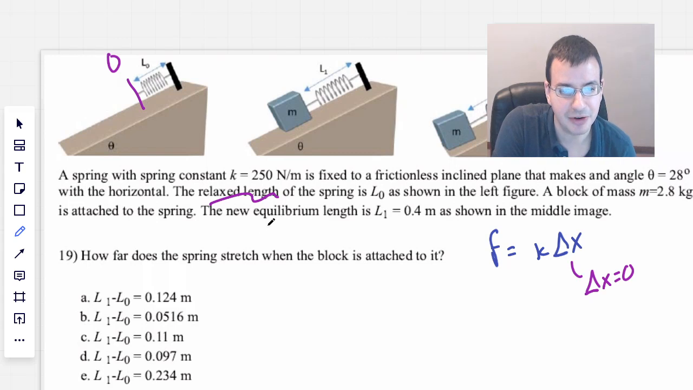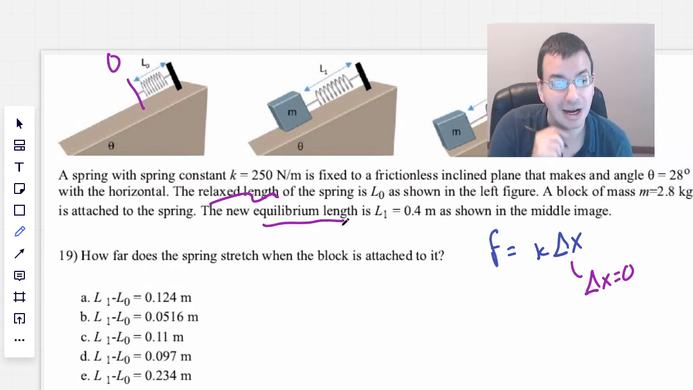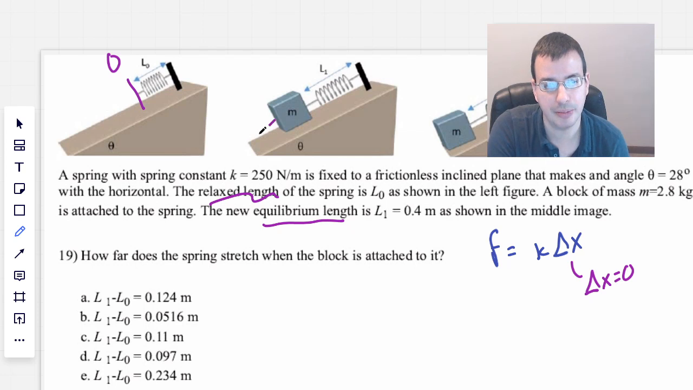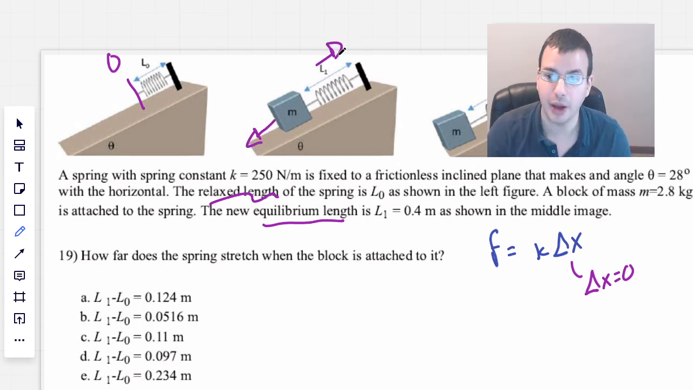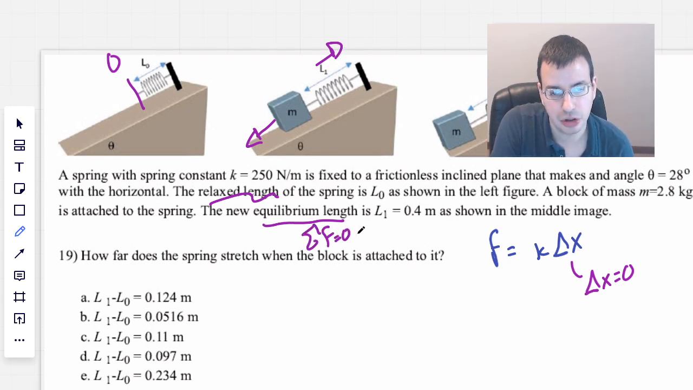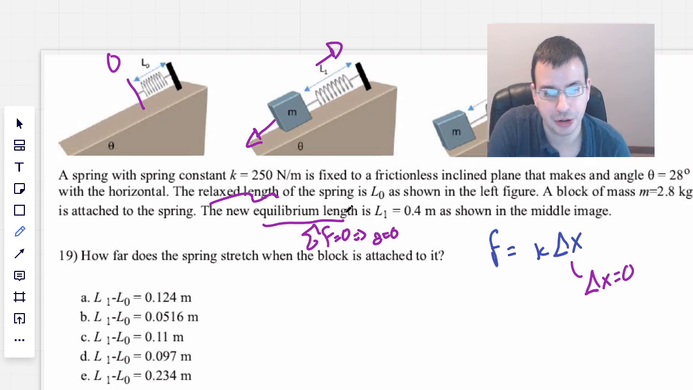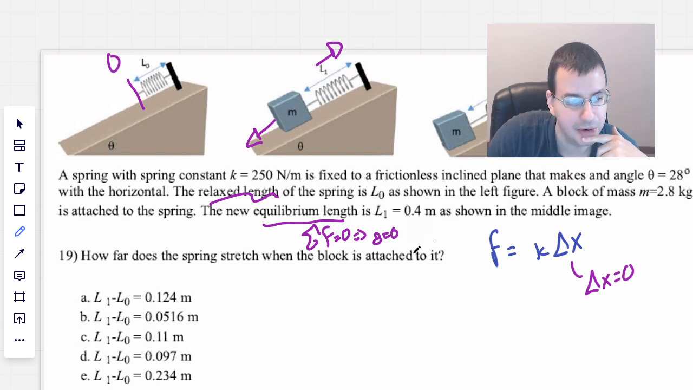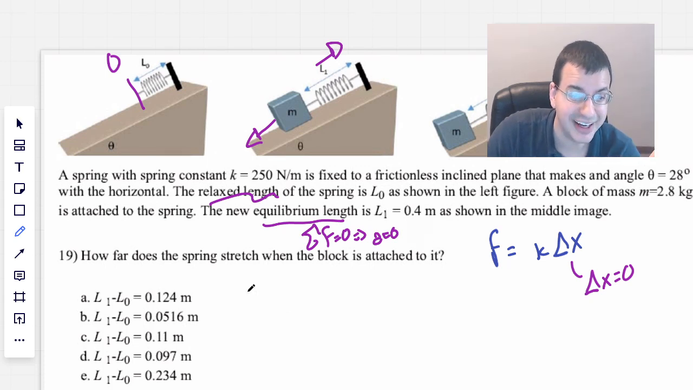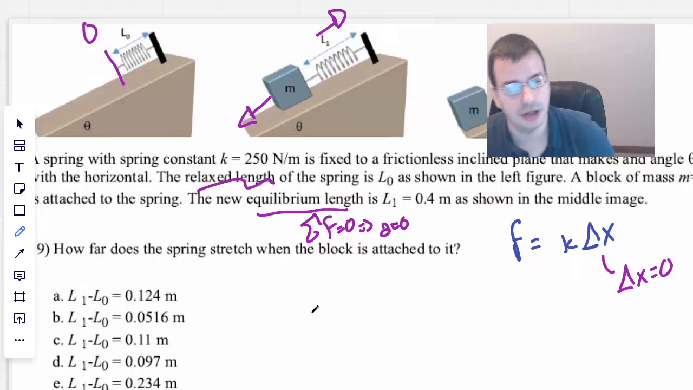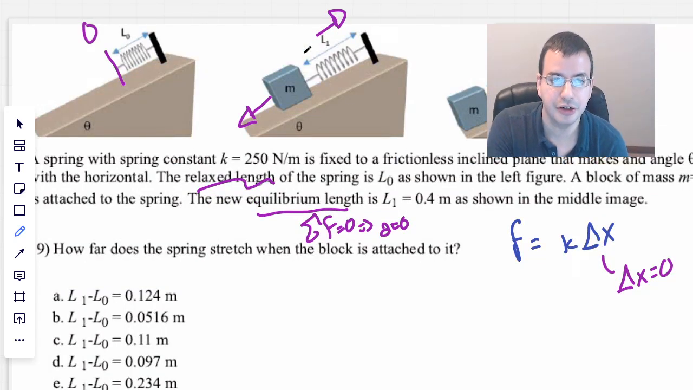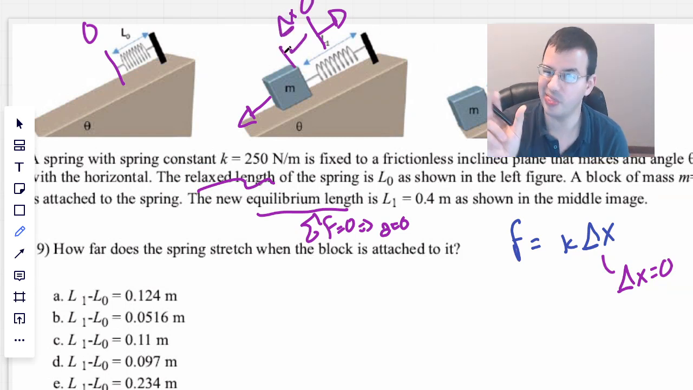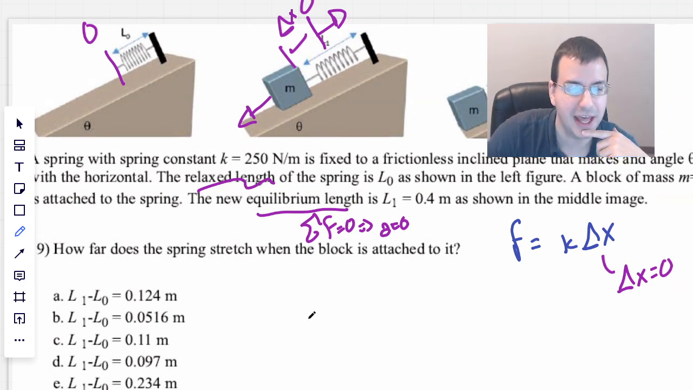So equilibrium is different than relaxed length, because equilibrium means the mass is pulling this way, the spring is pulling that way, and the net force is 0. That implies that acceleration will also equal 0. The equilibrium length is 0.4, as shown in the figure in the middle. How far does the spring stretch when the block is attached to it? So we have 0 right about there, and we have a delta x, which is about that distance right there. So we want to find out that delta x.